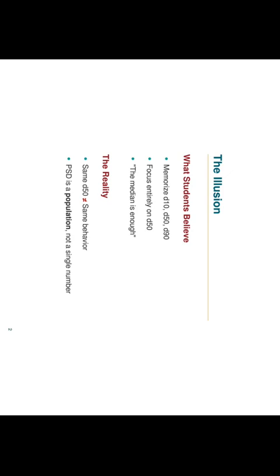When we study for exams, we memorize three terms: D10, D50, D90. Then we focus mainly on the D50 and assume if the median size is right, everything is fine. That mindset is created by the exam, not by reality. In the real world, two powders with the same D50 can behave in opposite ways. Why? Because particle size distribution is not a number, it's a population, and populations have behavior.